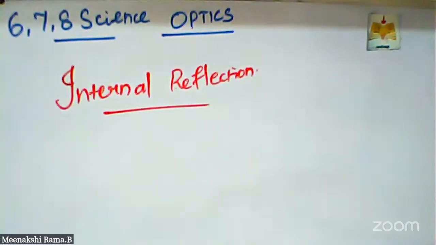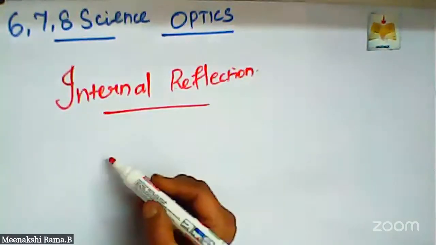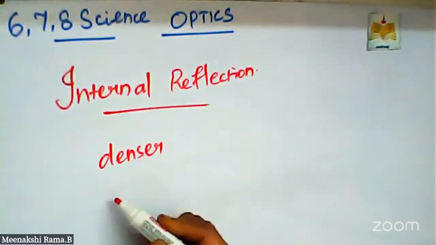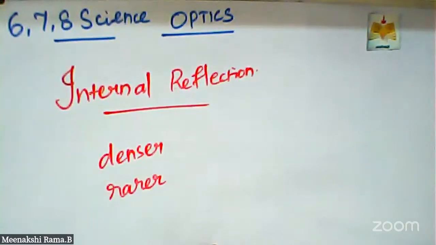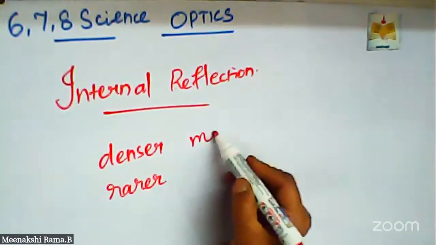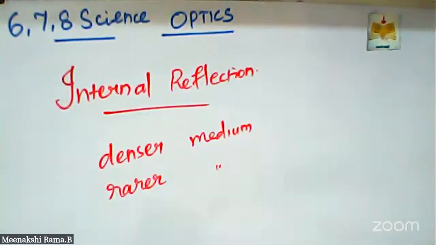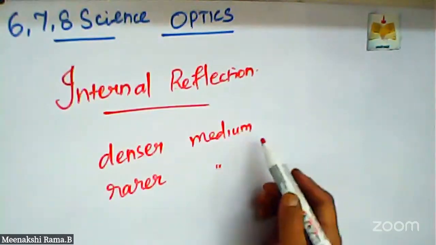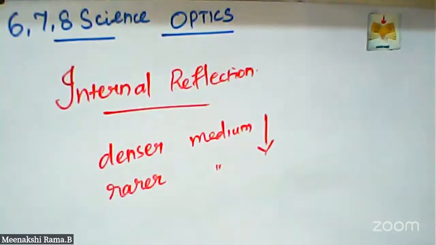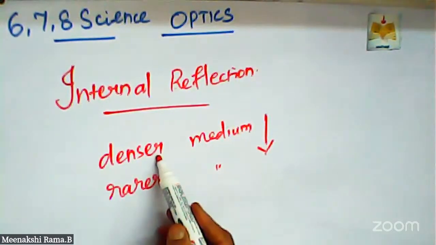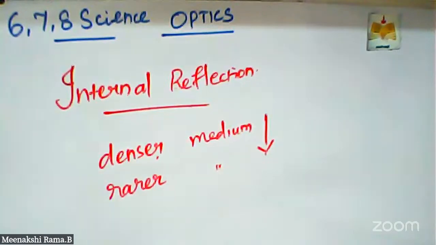The light travels from a denser medium to a rarer medium. There are different kinds of media through which light passes. One is the denser medium and the other is the rarer medium. When light travels from denser to rarer medium, it gets refracted away from the normal. As the angle of incidence in the denser medium increases, the angle of refraction also increases.